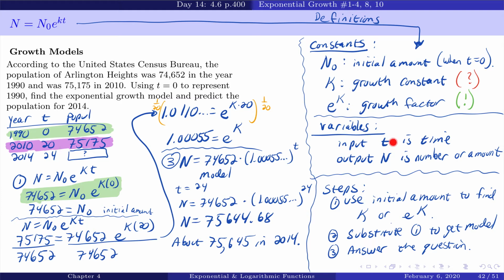The variables are, an input is t and the output is N. So this is kind of like your x is your input and y is your output. But in this case, time is the input and N is the output, or the number or the amount of things.